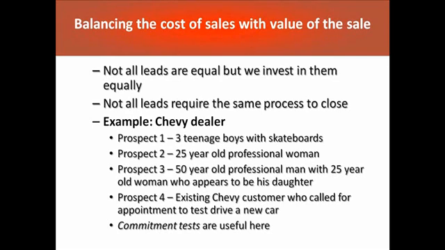So let's just take 4 prospects, and let's use the example of a car dealer. It's something everybody understands. So prospect 1, 3 teenage boys with skateboards walk into the dealership. What I'm really talking about is how much money we spend trying to sell them. That's what we're talking about. This balancing is how much time, energy, and effort do we spend trying to sell them. I am not a fan of taking any prospect and just ditching them. All prospects are good prospects.